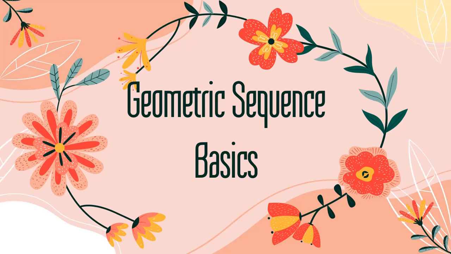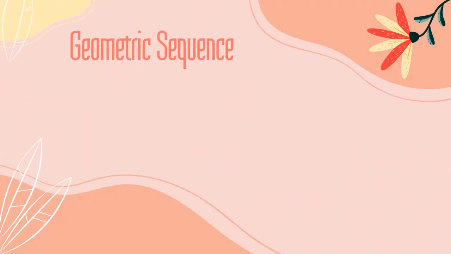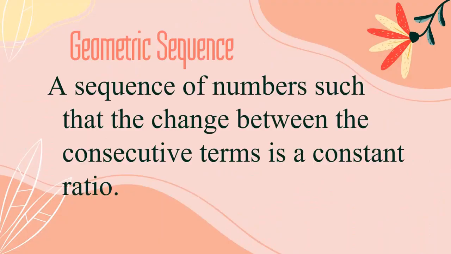So today we're going to talk about geometric sequences. This is kind of like the arithmetic sequences, but a different, special kind of sequence that we'll see. A geometric sequence, just like an arithmetic sequence, is a sequence of numbers such that the change between the consecutive terms is a constant ratio, aka we are multiplying by a constant amount, okay?